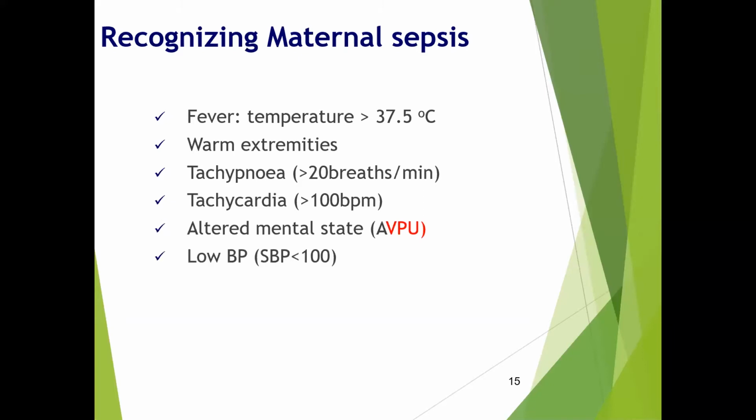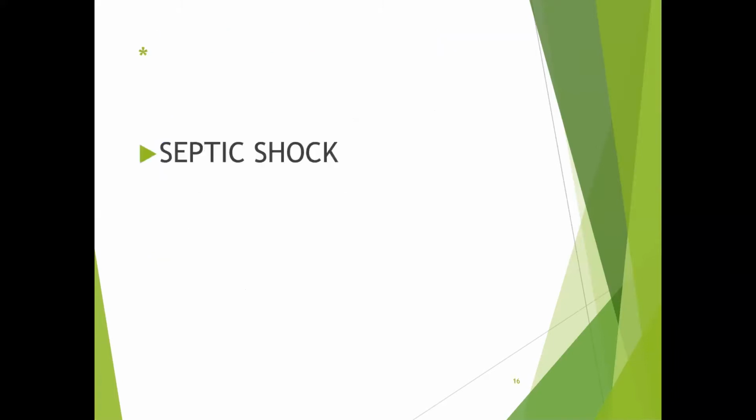Also, low blood pressure, looking at a systolic blood pressure of less than 100, and the presence of septic shock. So it's either the woman has maternal sepsis, or they are in septic shock, nothing in between. Septic shock is indicated by your shock index, which I'll also talk about later. As I said, it's either your patient is in septic shock or has maternal sepsis. Nothing like severe sepsis. We don't use those definitions anymore.